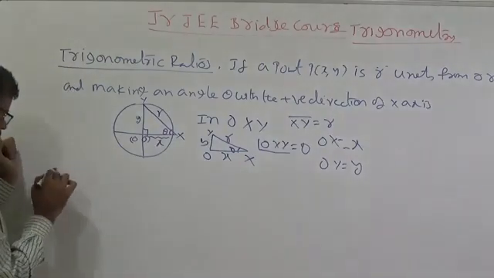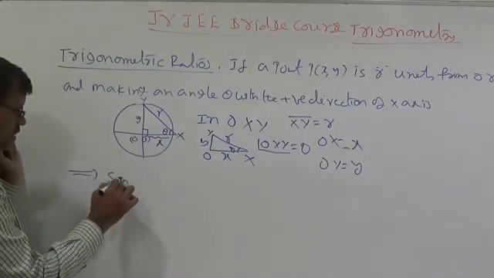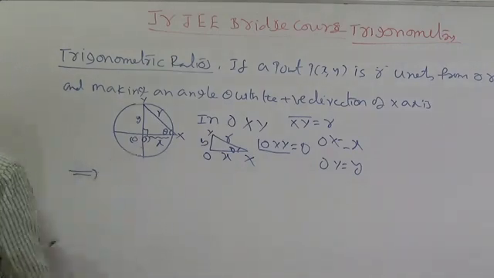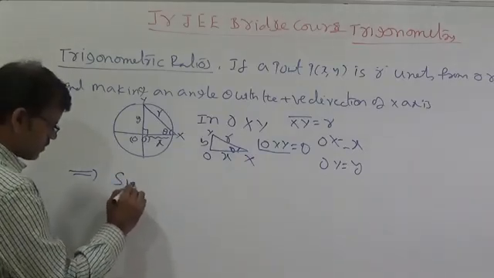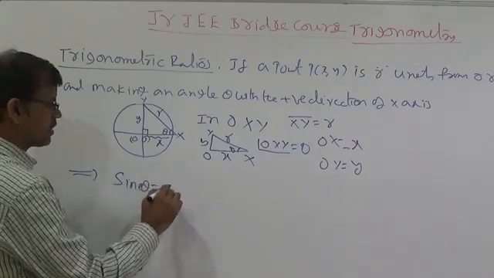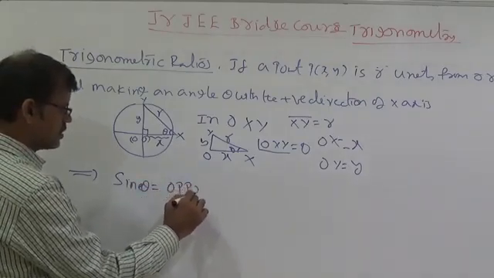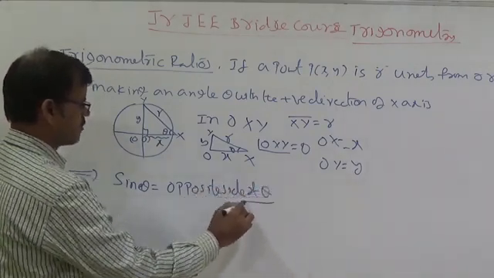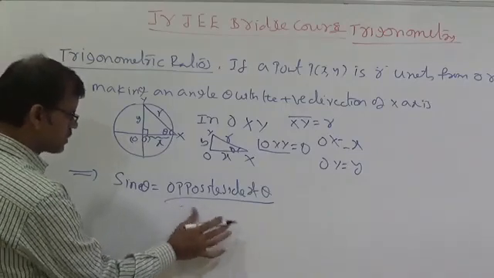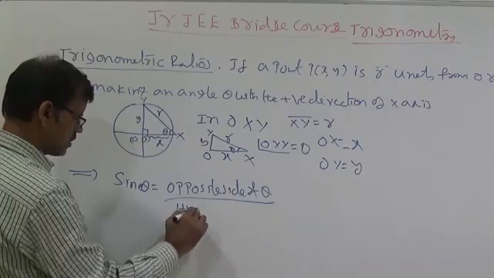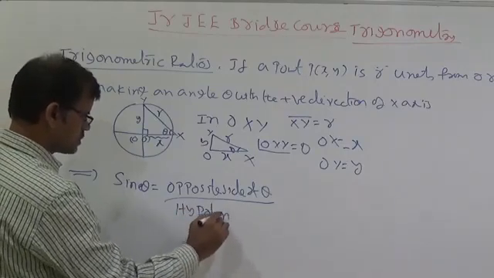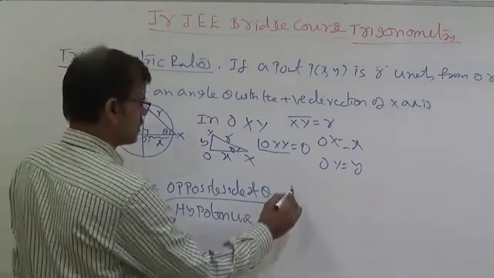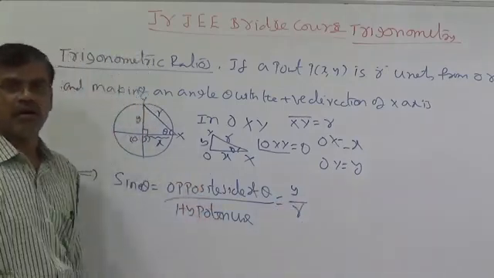That implies the definition of sin theta, S-I-N-E. Sin theta, general notation S-I-N. Sin theta is equal to opposite side of theta by hypotenuse of the right angle triangle. Opposite side of theta is y here, so y by r.